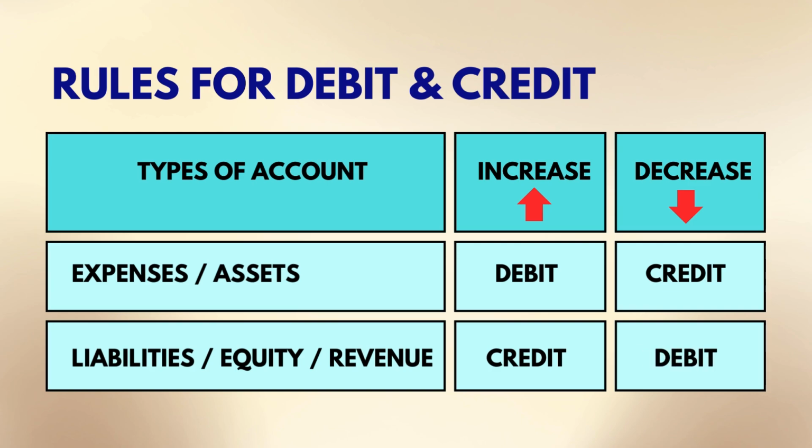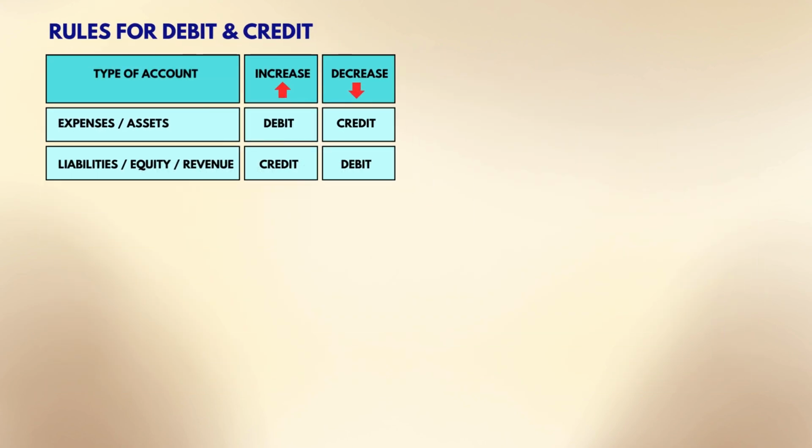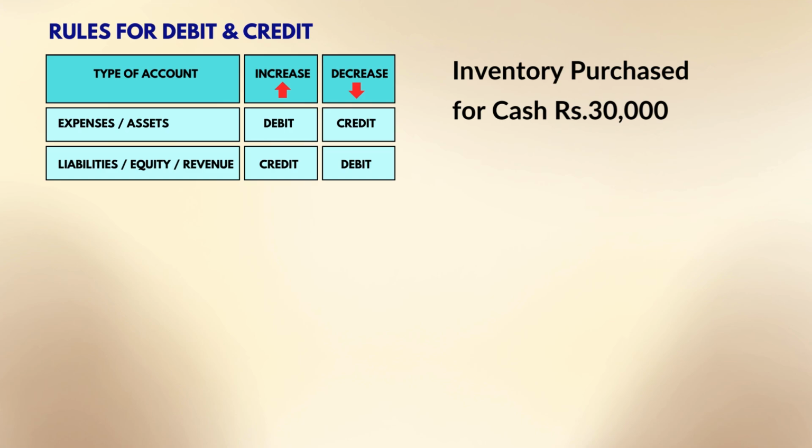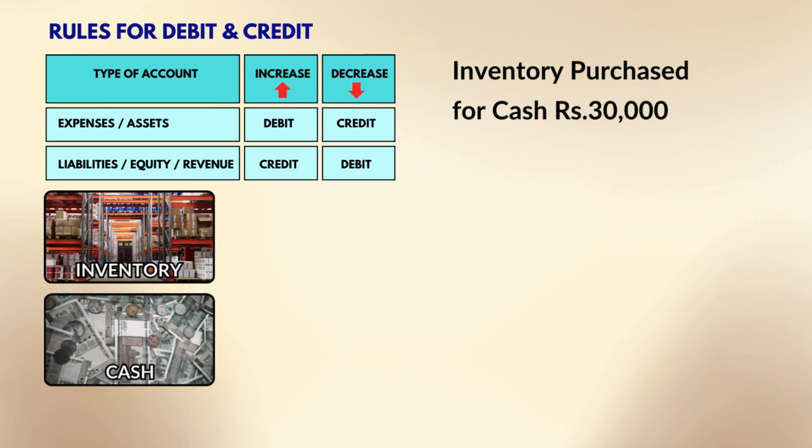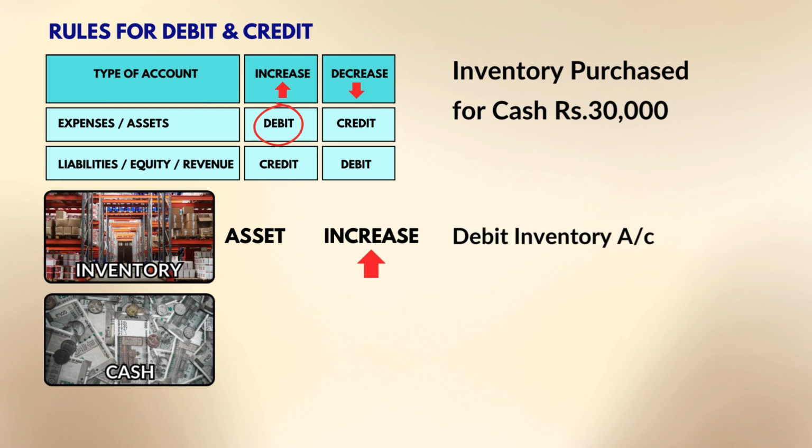Let's validate these rules with some examples. Assume a transaction: inventory purchased for cash rupees 30,000. In this transaction, 2 accounts are affected. One is inventory and the second is cash. Since inventory is purchased, there will be an increase in the company's inventory, which is an asset. As per the rule, we need to debit an asset account if there is an increase. Thus, in this case, inventory account will be debited by rupees 30,000.